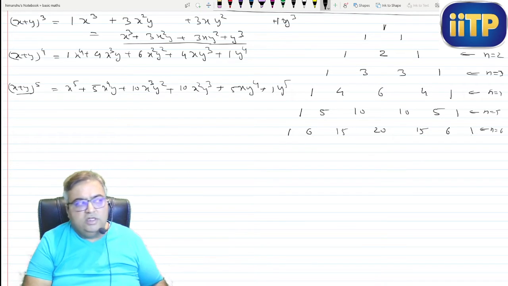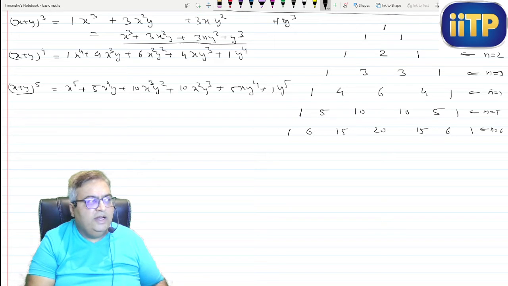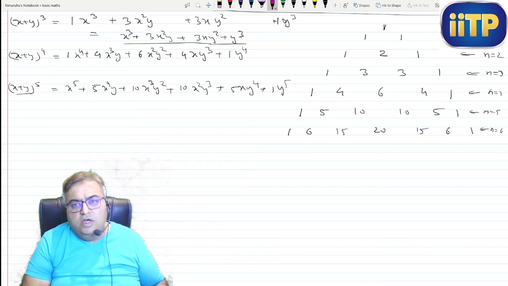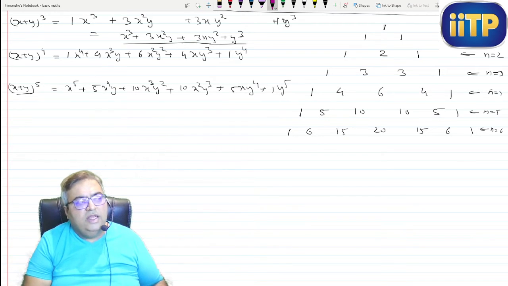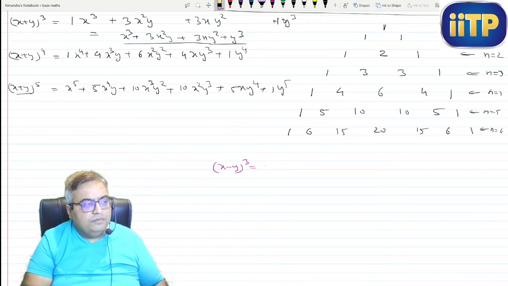Now you will say, sir, what will happen if it is x minus y? So if it is x minus y, then it is much easier. Simply, in this formula, whatever you got for (x+y)^3, you can utilize the same formula for (x-y)^3. Why? Simply, you have to replace y by minus y. So if you replace y by minus y, it will be what?